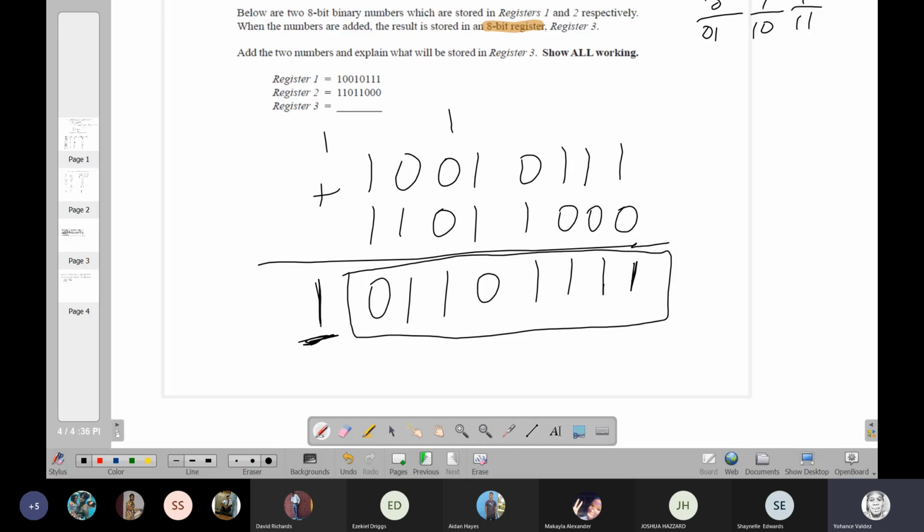Do you all understand what we did here? Yes, sir. Right? So the question here is asking you to show what would be stored in register 3. Because register 3 could only store 8 bits, then what is inside of the square will be stored inside of register 3.